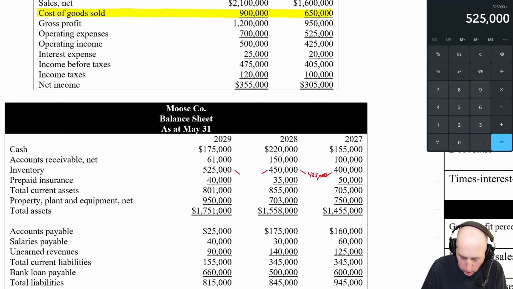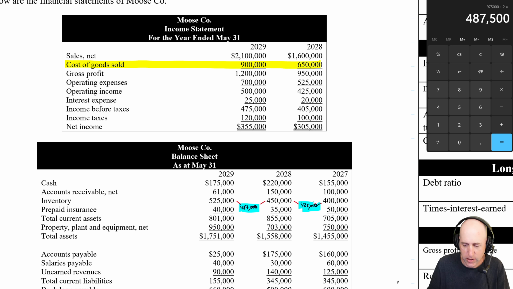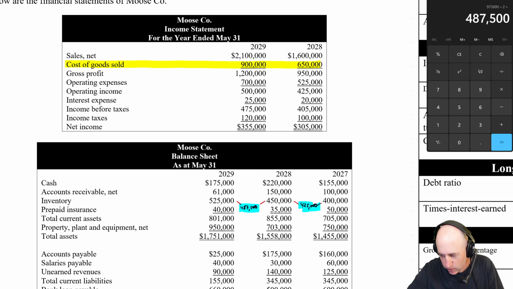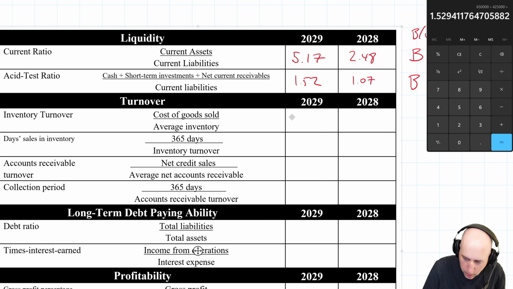525 plus 450 divided by 2, our average is 487,500 for 2029. That's our average. So I'm going to take the yellow number, cost of goods sold, divided by average inventory, which is the blue number here. So let's do it for 2028. 650 divided by 425. I get 1.53 times. Inventories turn a number of times.